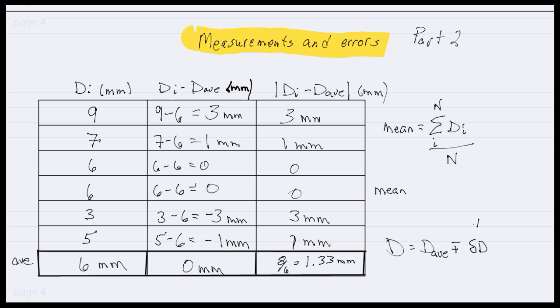This term here is our average deviation. So for our example, the distance measured is going to be 6, that's the 6 we have over there, plus or minus 1.33 millimeters. Now, in fact we won't actually express it quite like this, but this is a good example of what we're going to expect. We'll talk about how to express our numbers in another video.